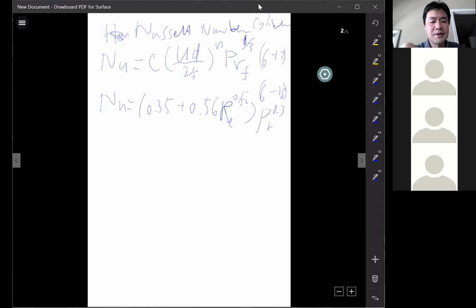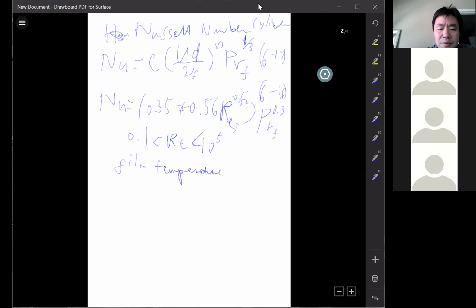This equation works for the Reynolds number in the range from 0.1 to 10 to the 5. It's a little bit smaller range, but the claim is that it's a little bit more accurate for this Reynolds number range, compared with the previous equation, 6.17. Again, for these equations, the Reynolds number and Prandtl number with subscript f mean those properties are evaluated at the film temperature.